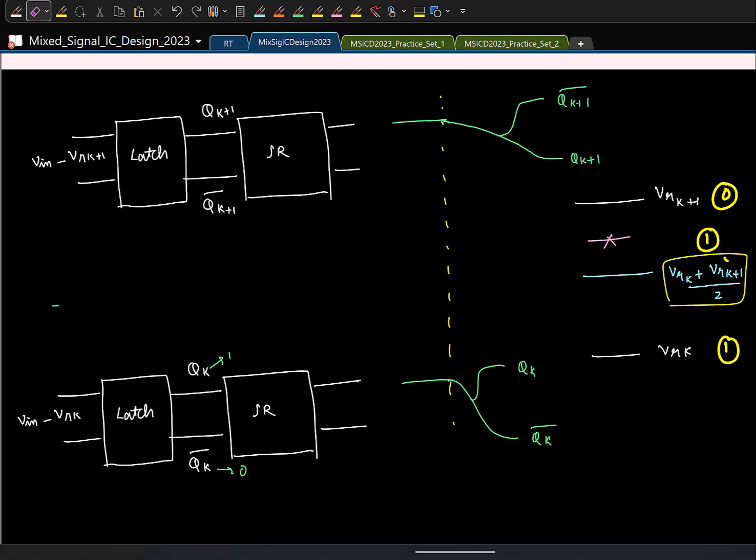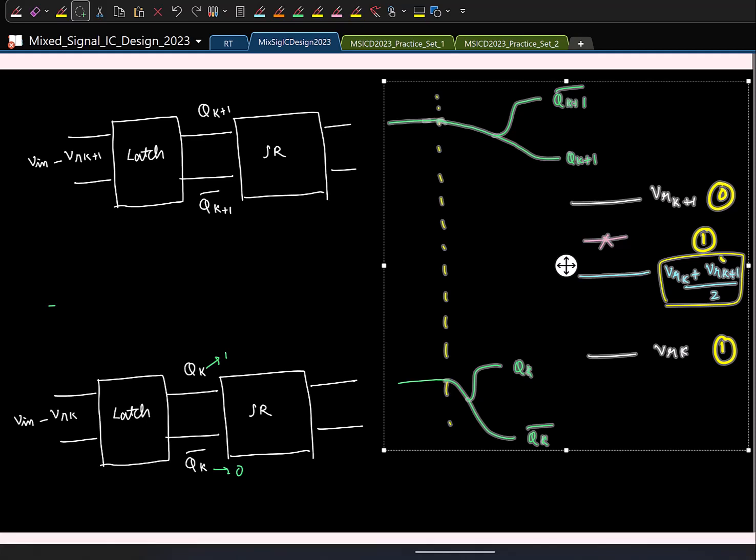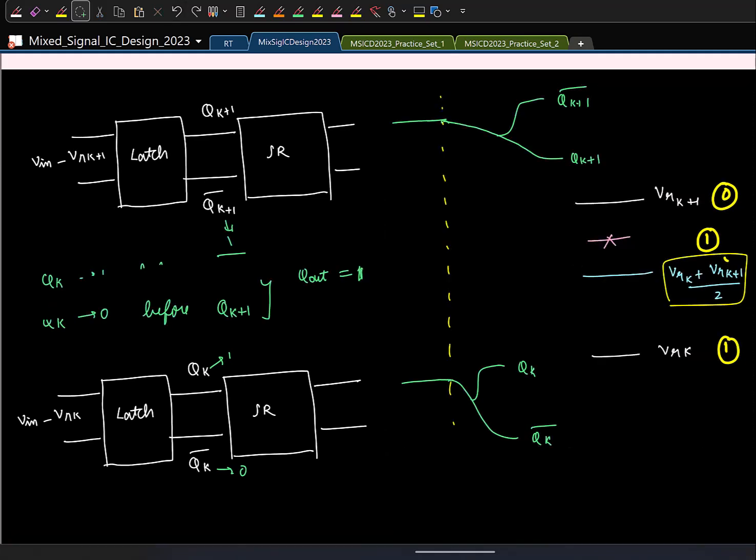Yeah, the same SR latch is enough. You can use NAND or NOR, anything. If you are using NOR, you just need to complement. I mean, if you take the inversion, it's all right.